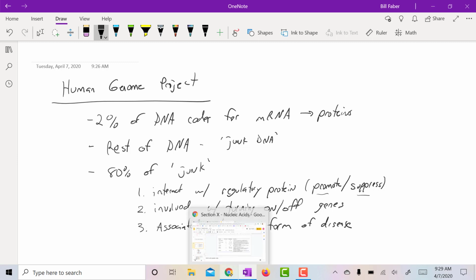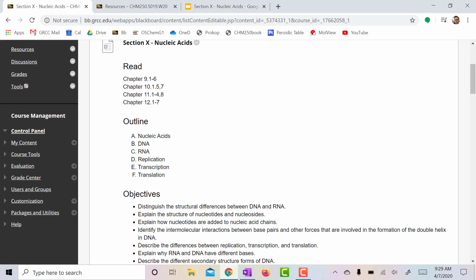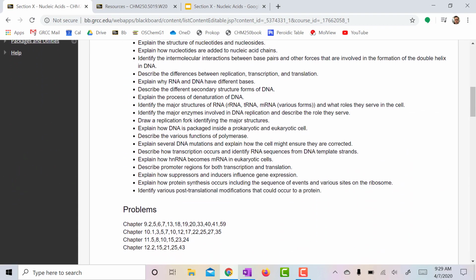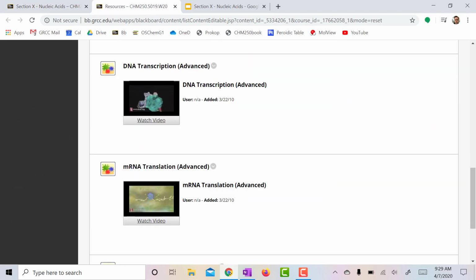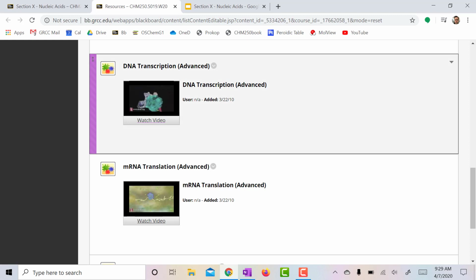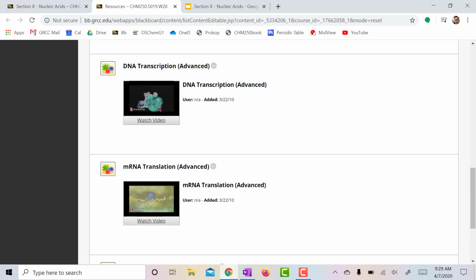So anyways, like I said, I am going to show you way down here on the bottom of this page, actually in resources, but I'll move it into this section, this video on DNA transcription. So watch that, and then after I talk about translation, I'll put this video in there too.